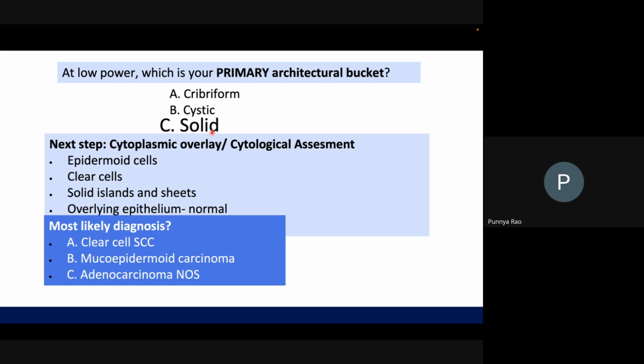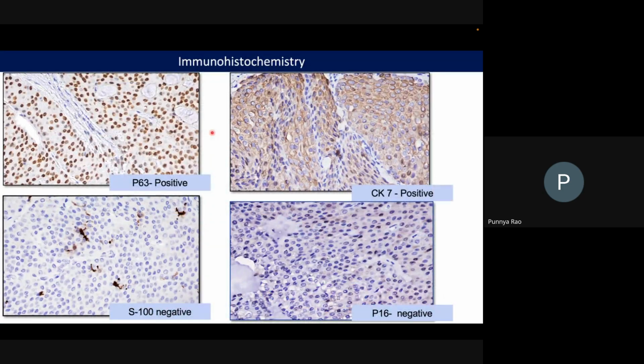So the most likely diagnosis could be either a squamous cell carcinoma, a clear cell squamous cell carcinoma, or it could be a mucoepidermoid carcinoma, considering there were so many epidermoid cells, or if you cannot classify into any, we usually call it adenocarcinoma, not otherwise specified. Now, the morphology is equivocal here. It is very confusing. It's not actually giving me a clear-cut diagnosis, so not sure. So we went in for immunohistochemistry.